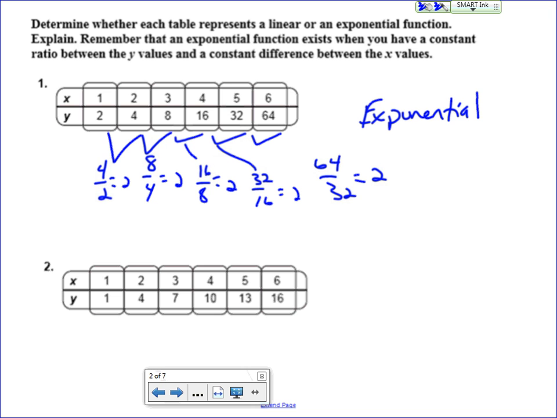Okay, if we look at the second one, first we check to see if there's a common difference. We went up by 3, we went up by 3, we went up by 3, we went up by 3, we went up by 3. So we would say that there is a common difference of 3, so this one here would be linear. Okay, and if we had to explain it, again, the first one we could say that there's a common ratio or a constant ratio. On the second one, there's a constant difference.